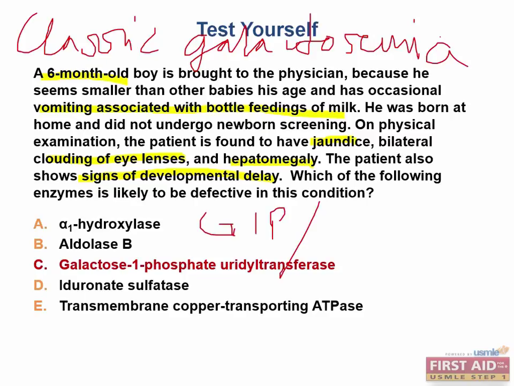Galactose 1-phosphate and galactitol will accumulate in the organs, causing damage. Notice how the question said that vomiting occurred primarily after milk feedings. Milk has lactose, which is a disaccharide that gets broken down into galactose and glucose. Therefore, the treatment for this kiddo is a lactose and galactose-free diet.